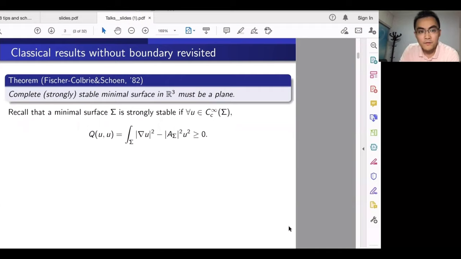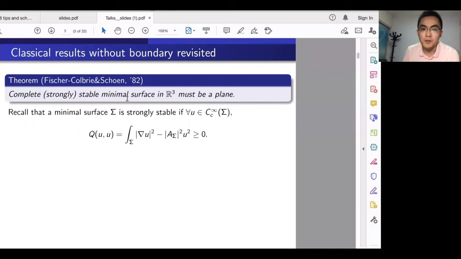But first, I would like to review some classical results in the history that talk about stability of complete minimal surfaces and CMC surfaces. The first one that has to be mentioned was proved by Fischer-Colbrie and Schoen in 1982. They proved that a complete stable minimal surface in R3 must be a plane. Here they consider minimal surfaces without boundary. If it is complete, it must be a non-compact minimal surface in R3, okay?